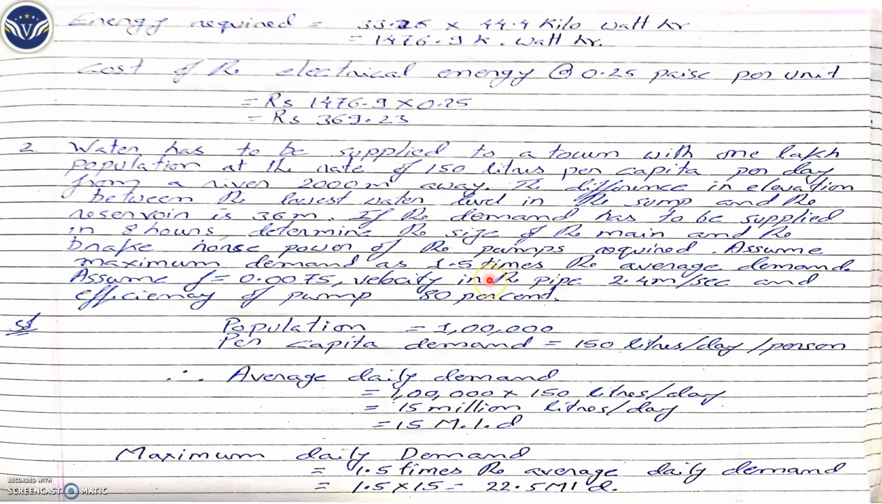You can see that in variation of demand. So there will be variation, right? So you have to satisfy the maximum variation also. For that reason, we take around 1.5 times the average demand itself. Assume f equals 0.005, the velocity in the pipe is around 2.4 meters per second, and the pump efficiency is 80%.